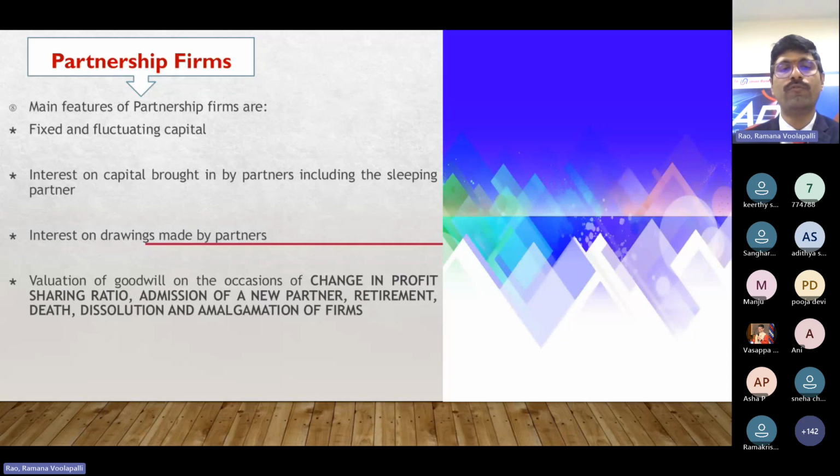Valuation of goodwill is carried out on the occasion of a change in profit sharing ratio, admission of a new partner, retirement or death of one of the partners, dissolution, and amalgamation of the firm. These are the basic features of a partnership firm.